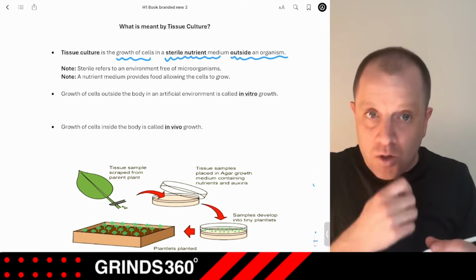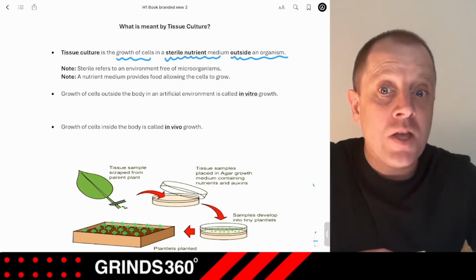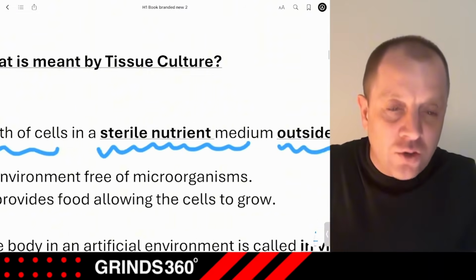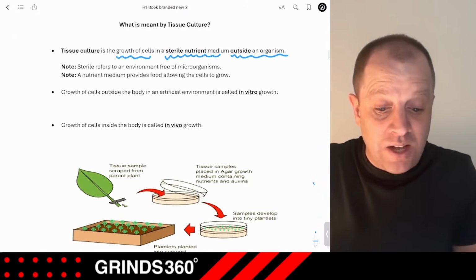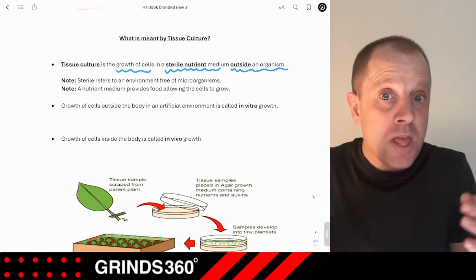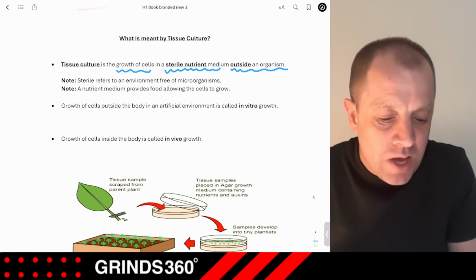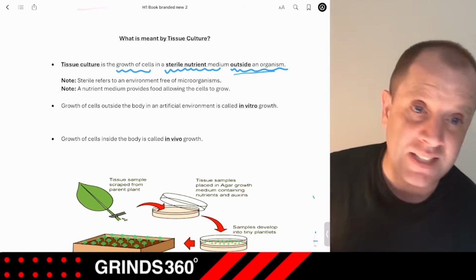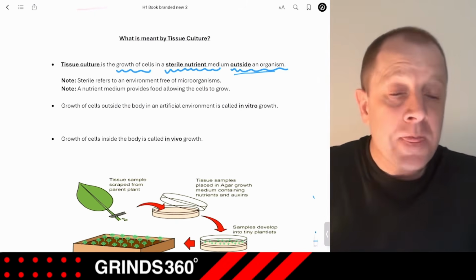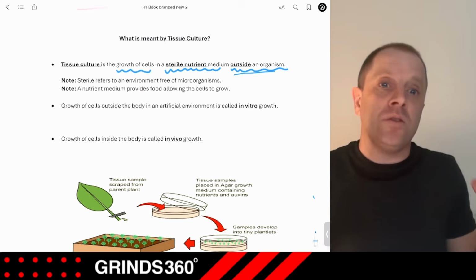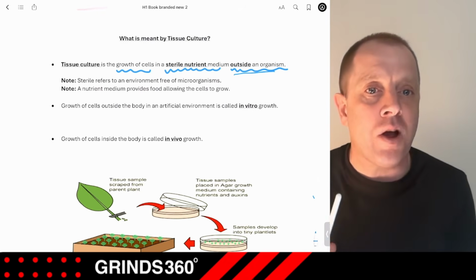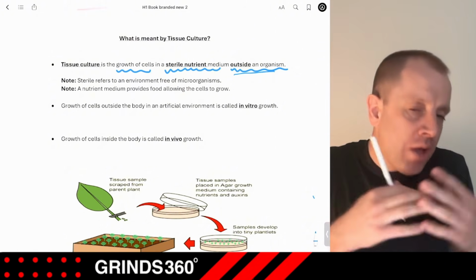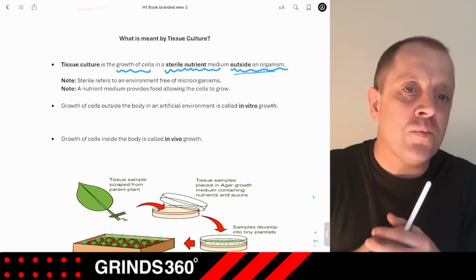Let me give you an example. We can take skin cells from a person's skin and grow those cells in a sterile nutrient medium. That means we can grow those cells in an environment free of microorganisms, and we can provide those cells with nutrients, and they will grow outside the organism. So let's say someone suffers a skin burn, maybe from a fire, and that person needs a skin graft. Generally, they take skin from another part of their body, let's say their leg, and place it on the face or arm where the skin was damaged by the burn.